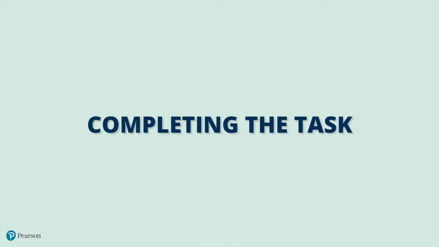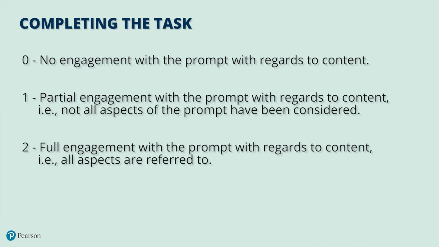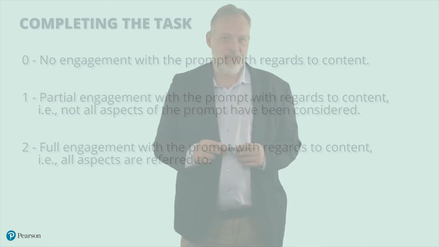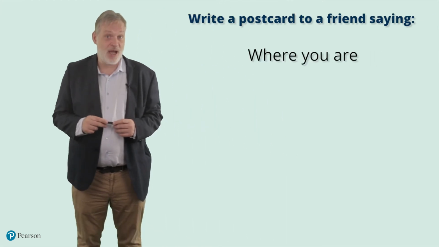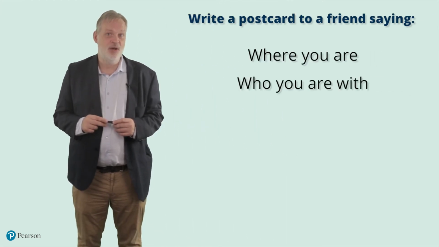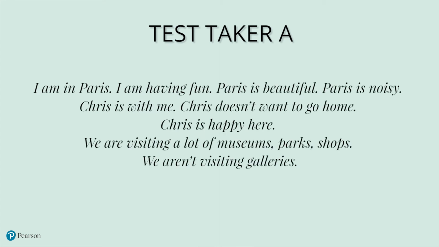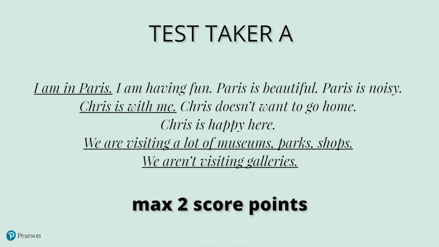Completing the task. Again, a maximum of 2 points will be awarded here, but the question is how the points are distributed. Let's imagine that there is a task in which test takers have to write a postcard to a friend saying where you are, who you are with, what you are doing. Let's take a look at 3 test takers. Test taker A. This test taker included all 3 pieces of information: where you are, who you are with, what you are doing. In their postcard, they received the maximum of 2 points.